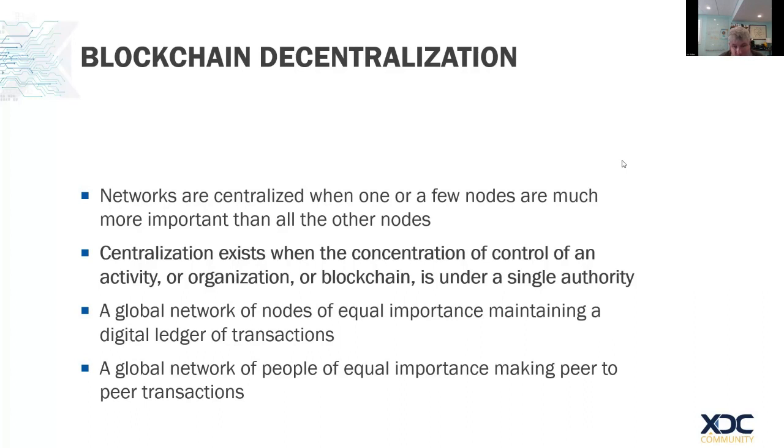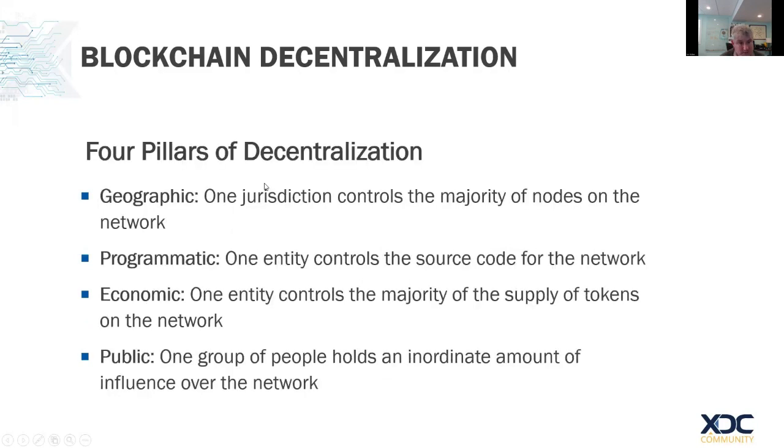A global network of nodes of equal importance. So this is what blockchain is aiming to be: a global network of nodes of equal importance, maintaining a digital ledger of transactions, or a global network of people of equal importance, making peer-to-peer transactions. So this is interesting because now we have a monetary system that allows peer-to-peer transactions where you don't have to trust the person on the other side. That trust has been kind of solved through software.